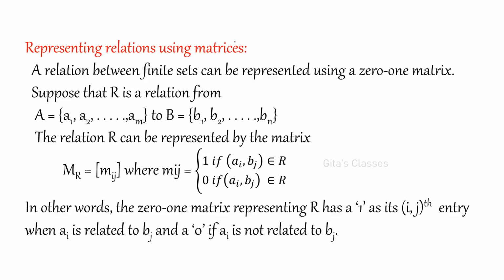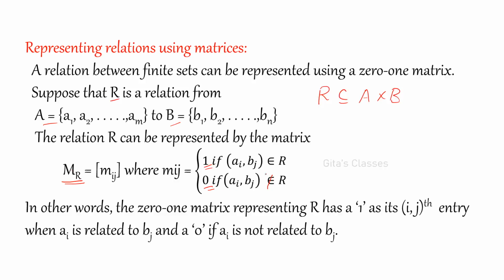Suppose you have two sets A and B, and R is a relation defined from A to B. That means R is a subset of A cross B, the Cartesian product A cross B. Then the relation R can be represented by a matrix. We denote it by MR, the matrix representation for the relation R. MR is equal to Mij, where if a and b are related, then we will write 1. If they are not related, then we will write 0.